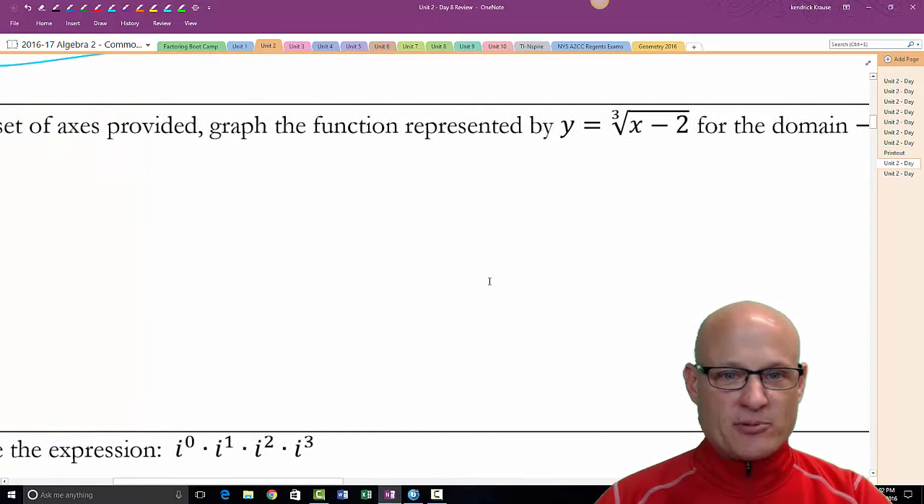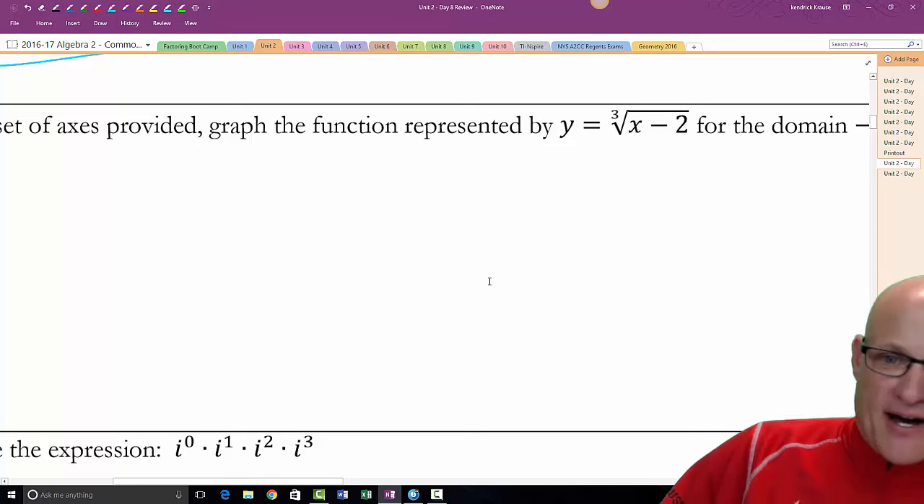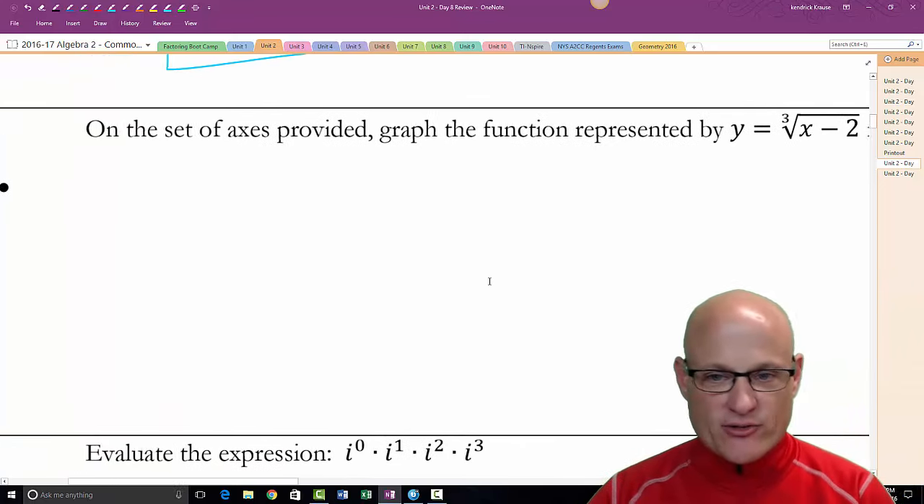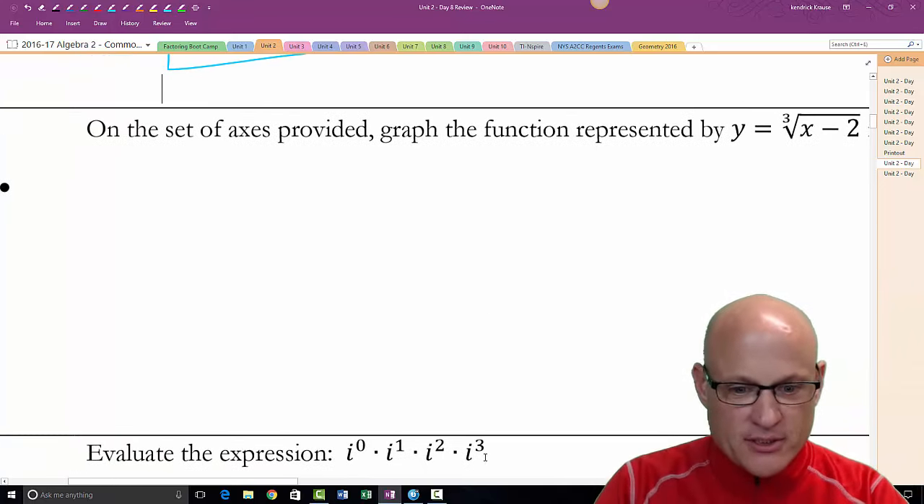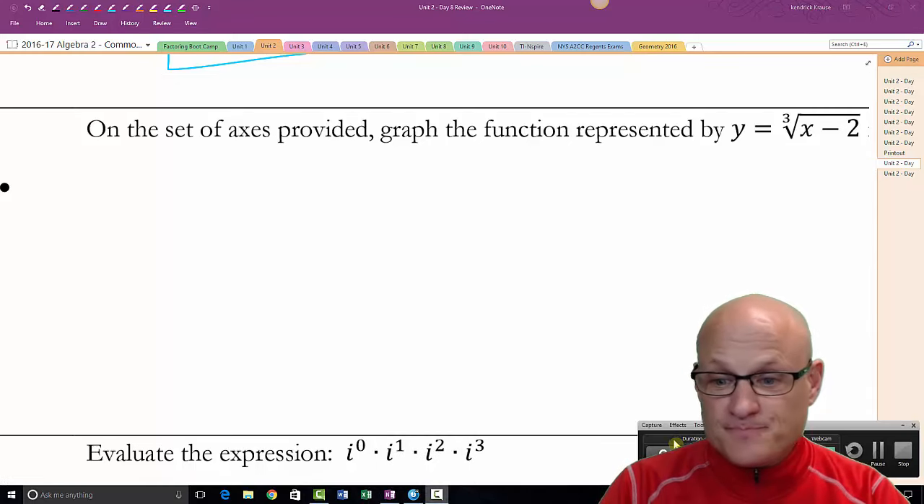On the set of axes provided, graph the function. Somehow the axes are not here. I don't know what happened there. I'm going to pause and I'll be right back.